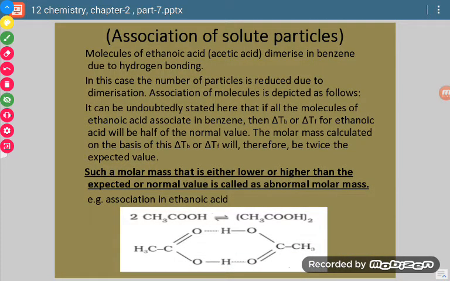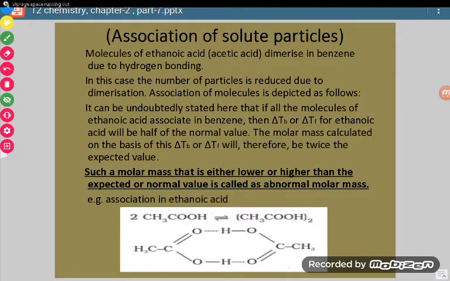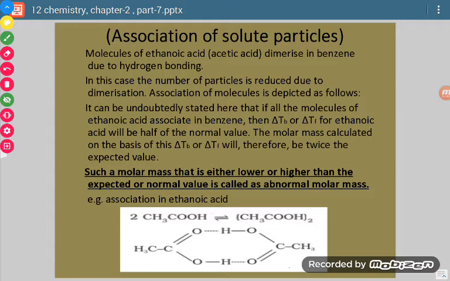Now due to association, what happens? Okay. Now let us consider ethanoic acid. Ethanoic acid forms a dimer. This is called a dimer. Okay, 2 molecules we have taken and 1 molecule we are getting. Why do we get so? Because of hydrogen bonding. These are hydrogen bonds. Okay. Now how does it go? Molecules of ethanoic acid dimerize in benzene due to hydrogen bonding. Now benzene is the solvent here, this is the solute here. Okay, so due to hydrogen bonding, they form a dimer.